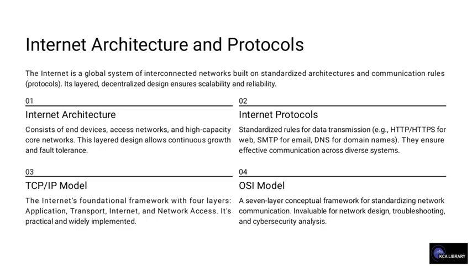We also have the TCP/IP model, which is the internet's foundational framework with four layers: the application, the transport, internet, and network access. It's practical and widely implemented. The OSI model is a 7-layer conceptual framework for standardizing network communication, and it's invaluable for network design, troubleshooting, and cybersecurity analysis.